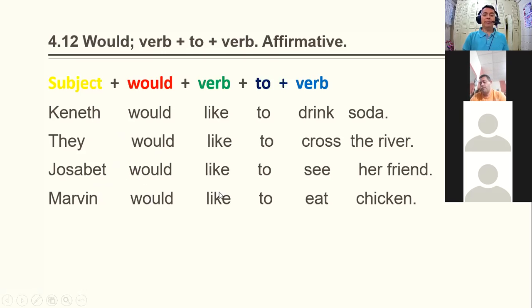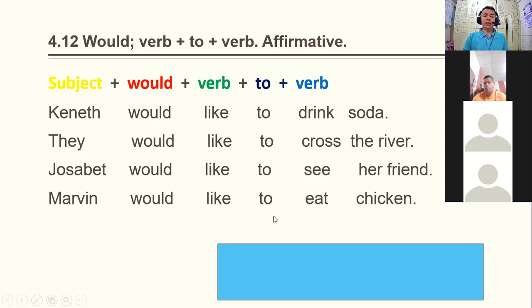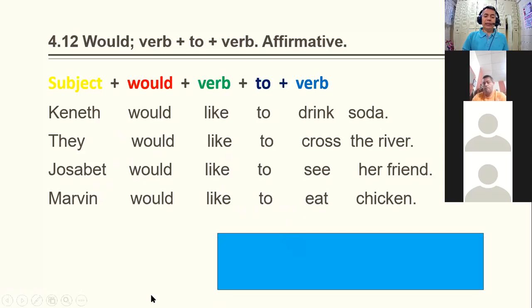Yes, so Marvin is the subject, right? Would is the modal. The verb is like, preposition to, and the other verb, the second verb, is eat, right? The main verb is like, right? But this is like a complement, right?